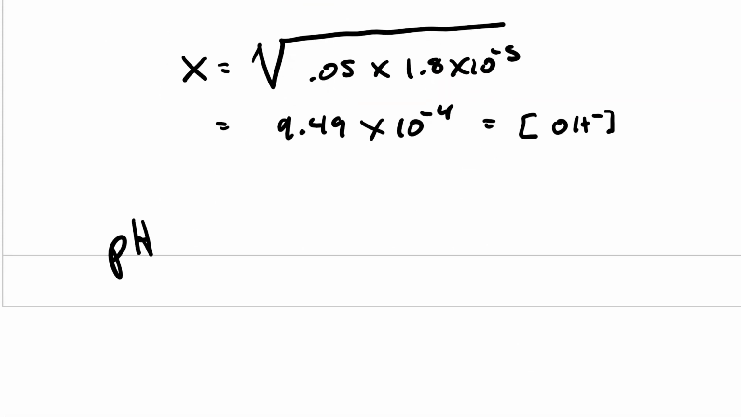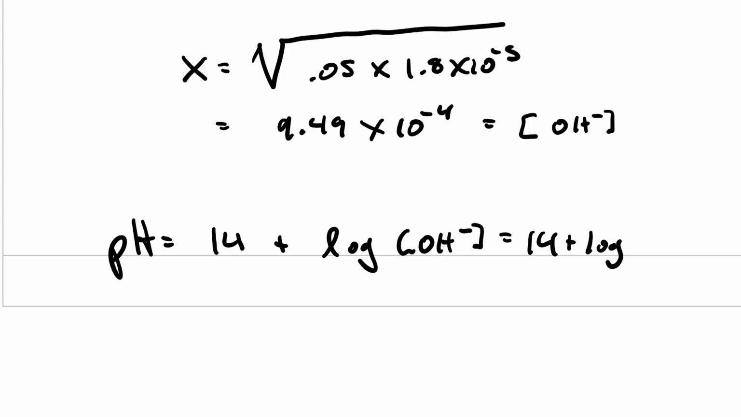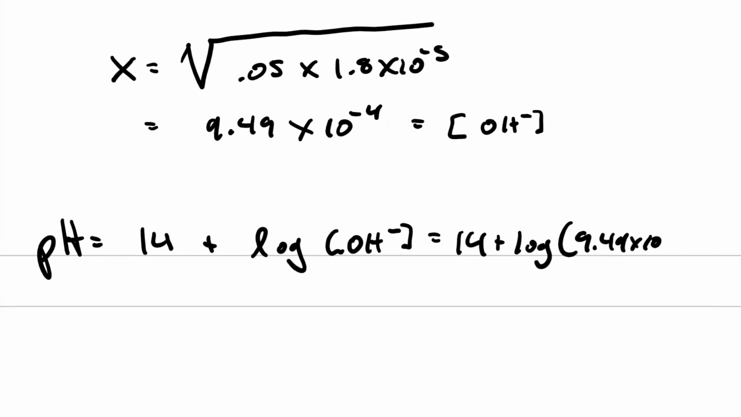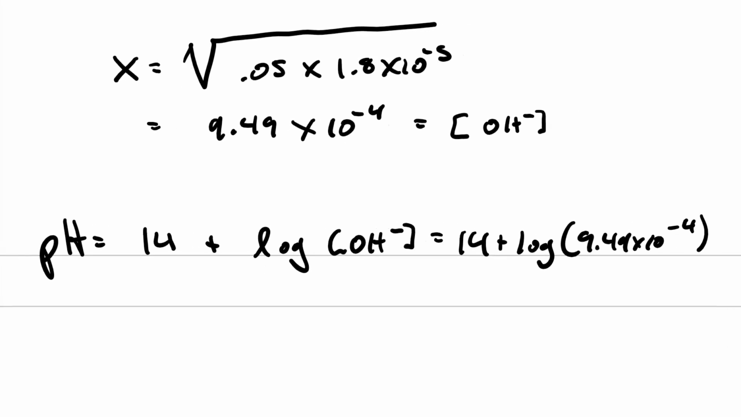And remember, pH equals 14 plus the logarithm of the hydroxide ion concentration. So 14 plus the log of 9.49 times 10 to the negative fourth, which gives us 10.98.